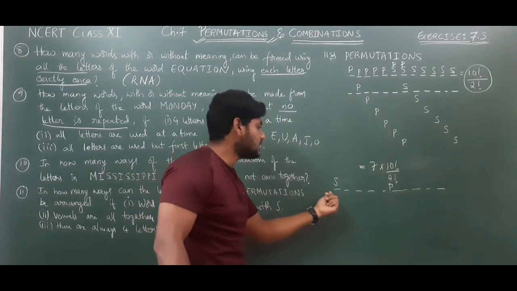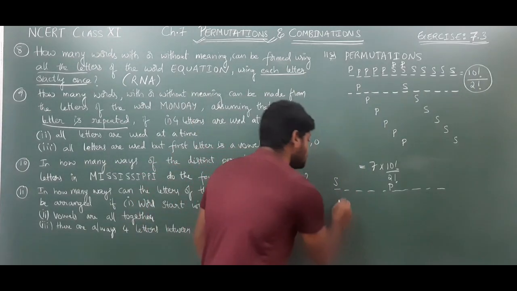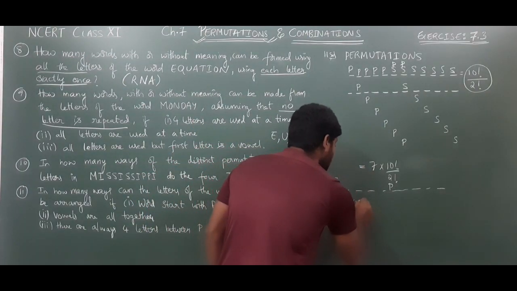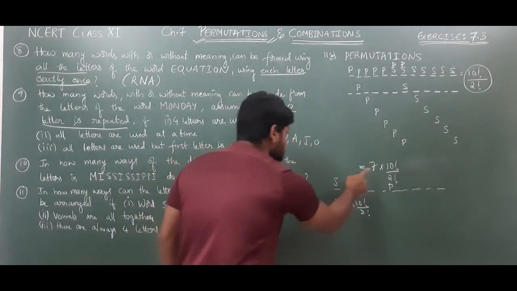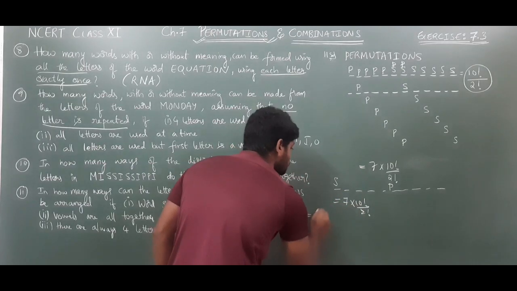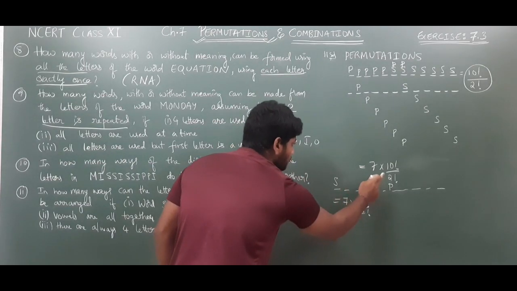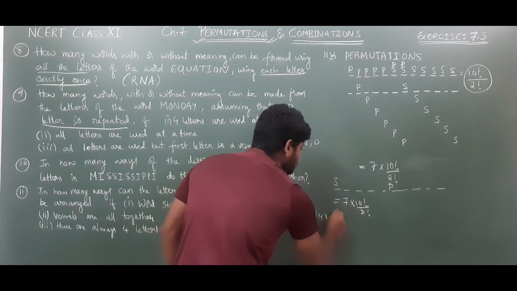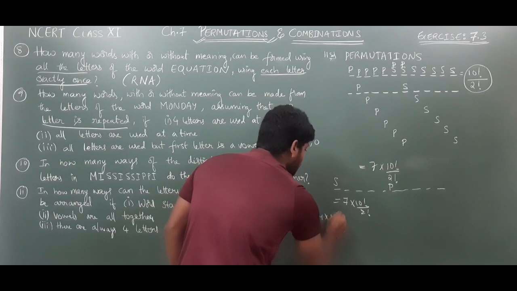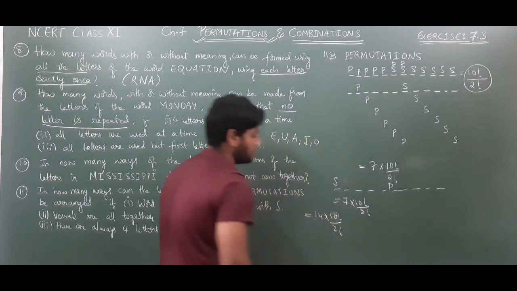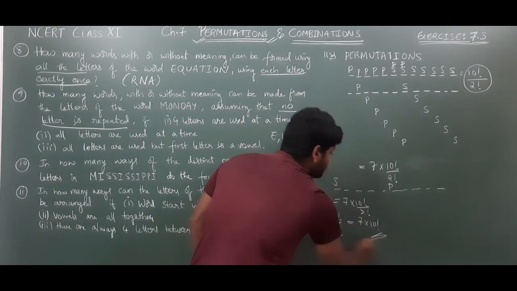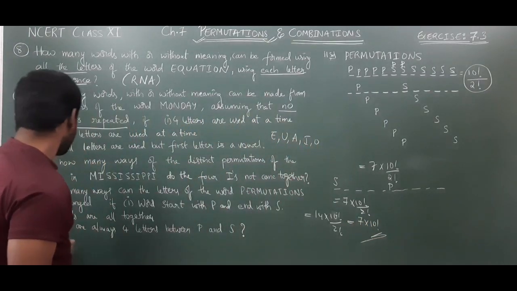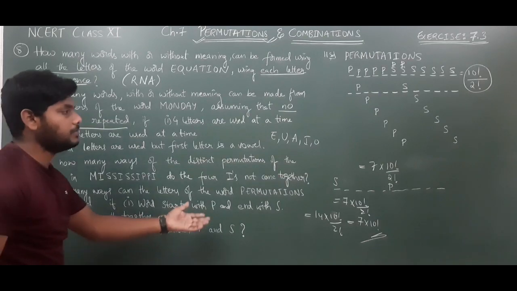If S is starting, P is next. Those are also 7 into 10 factorial by 2 factorial ways. So the total number of ways is this one plus this one. So it will be 14 into 10 factorial by 2 factorial, which is equal to 7 into 10 factorial number of ways we can form, where there are always 4 letters between P and S.